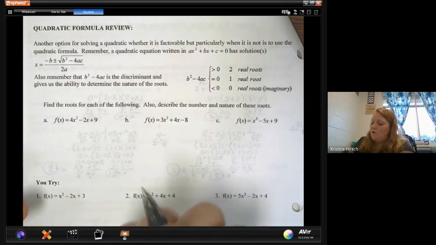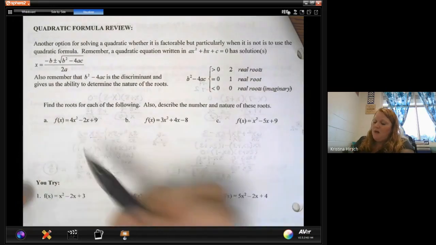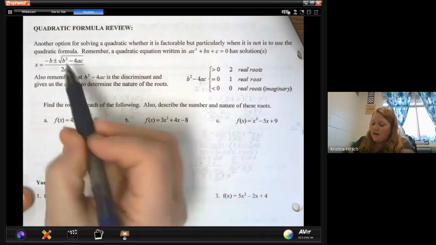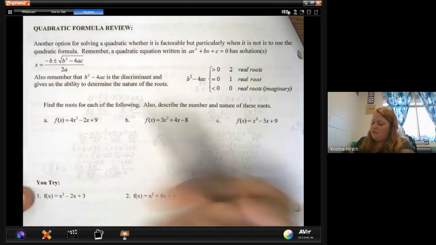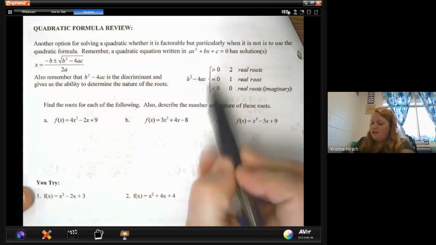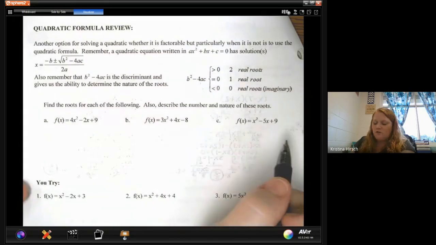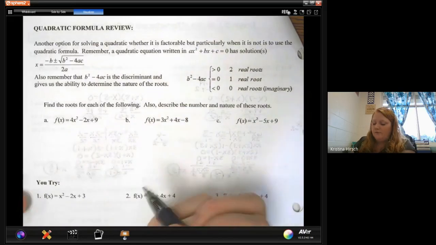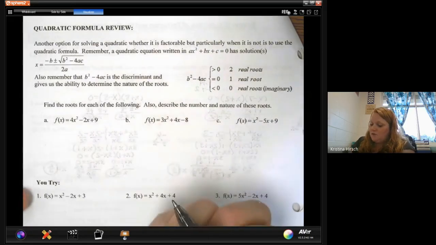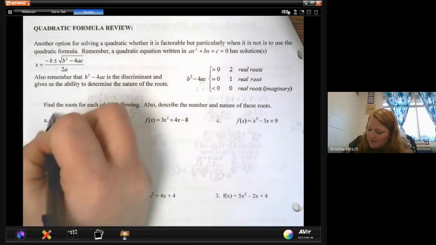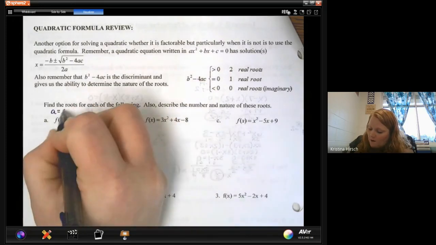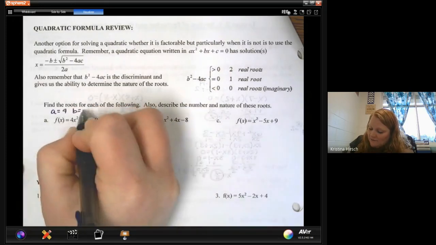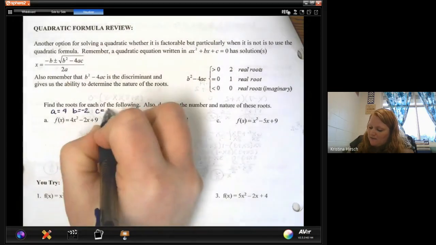All right. So for this first example, the quadratic formula is up here, so you have that. There's also a reminder or refresher on here about the discriminant and what the discriminant means. All right, but I'm going to jump right into the quadratic formula since this is a review. So the first thing I'm going to do is identify my a, my b, and my c. So a is 4, b is -2, c is +9.